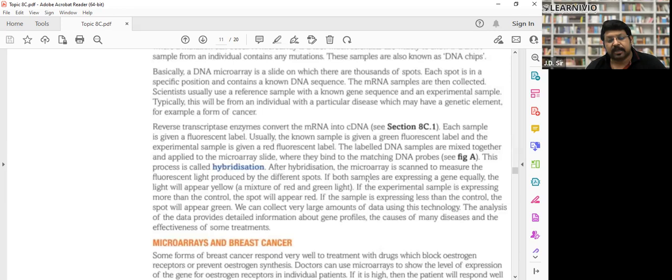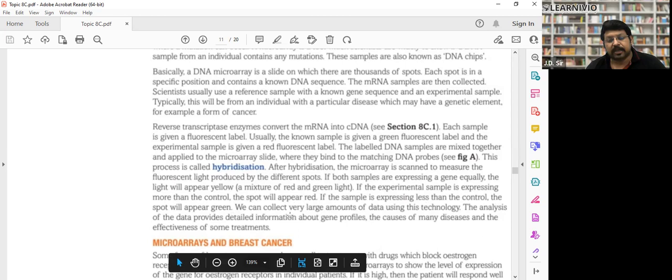After hybridization, the microarray is scanned to measure the fluorescent light produced in different spots. If both samples are expressing the gene equally, the light will appear yellow, a mixture of red and green light. If the experimental sample is expressing more than the control, the spot will appear red. If the sample is expressing less than the control, the spot will appear green.